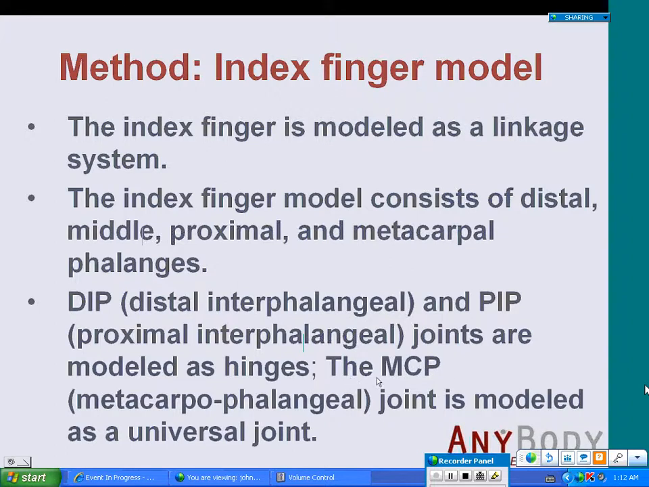The MCP is a metacarpophalangeal joint. The model treats it as a universal joint. It has 2 degrees of freedom. It can rotate about 2 axes. However, during typing, the MCP rotates around only 1 axis.